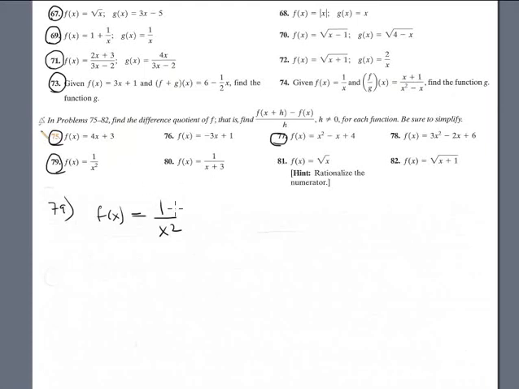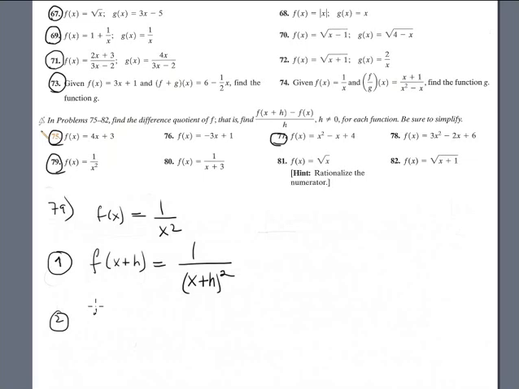Okay, 79 again. A different question. You apply the 3-step. Step number 1 is compute f of x plus h, which is 1 over (x plus h) squared. Okay, you can expand this, but it's not necessary, because now when you compute the second step, f of x plus h minus f of x is 1 over (x plus h) squared minus 1 over x squared.